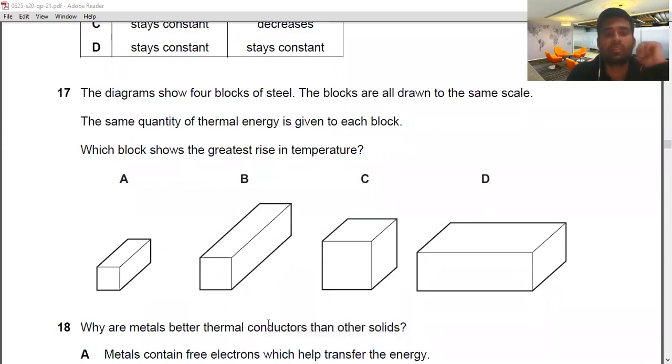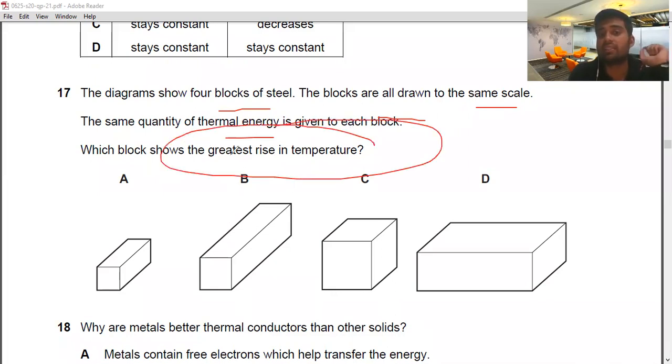So the diagram shows 4 blocks of steel. The blocks are all on the same scale. The same quantity of thermal energy is given to all. Which block shows the greatest rise in temperature? Now remember this, to get the greatest rise in temperature, the block should be the smallest one, right? Because all of these are made of the same material. So since A is the smallest in size among all these 4, A will have the greatest rise in temperature.